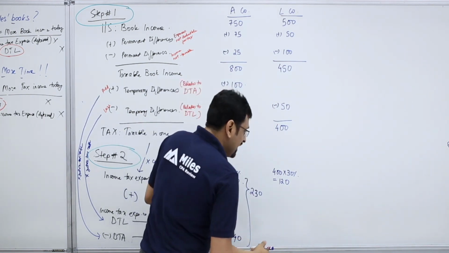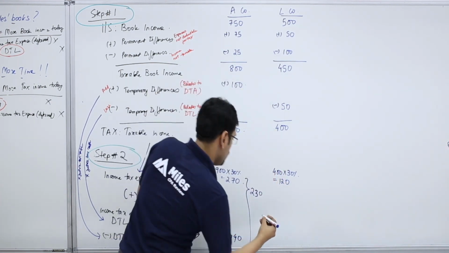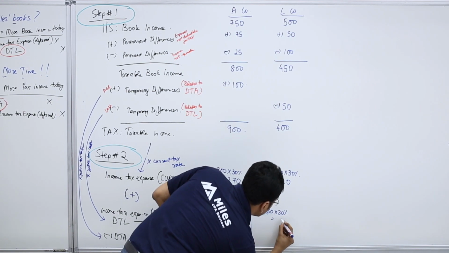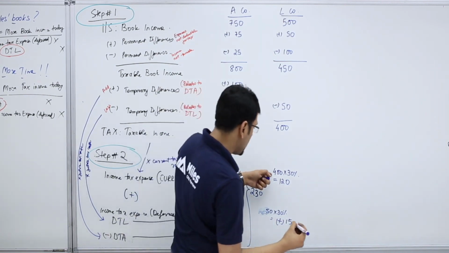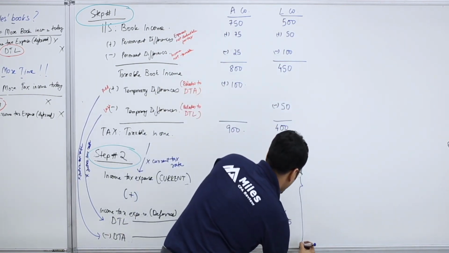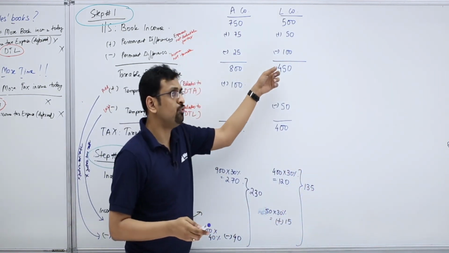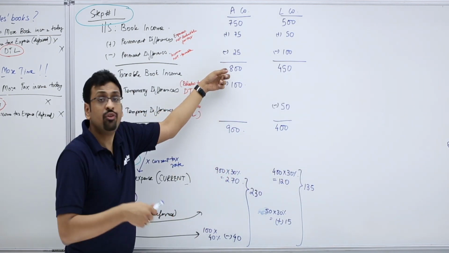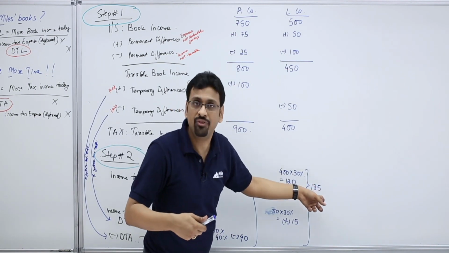So 50 times, let's assume the future enacted tax rate is also 30%. Let's do it that way. So 50 times 30% gives us plus 15. So this would be 120 plus 15, 135. So guys, if you had multiplied this 450 by 30%, that would have given you 135. Look at the same thing here. 800, if you had multiplied by 30%, you would have gotten 240. 450, if you had multiplied by 30%, you would have gotten 135.